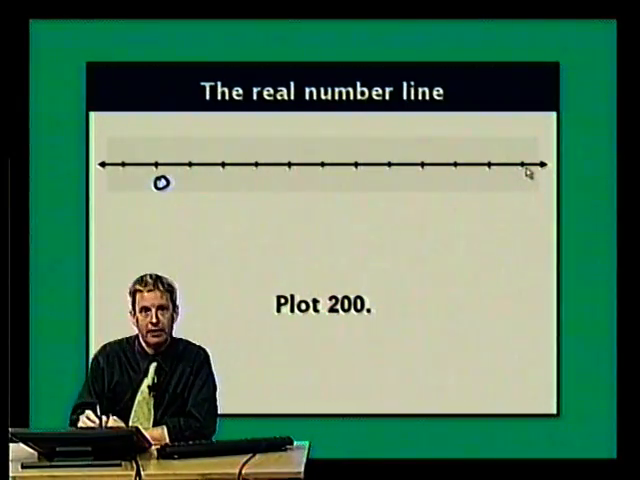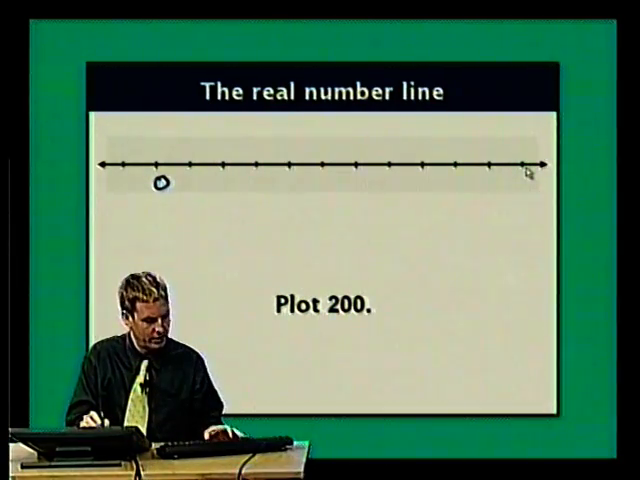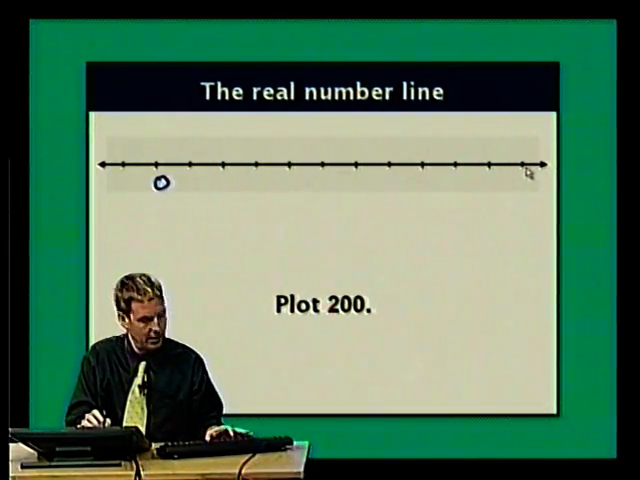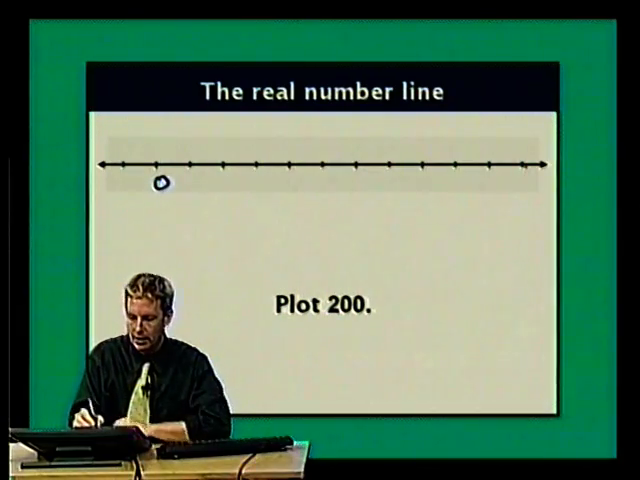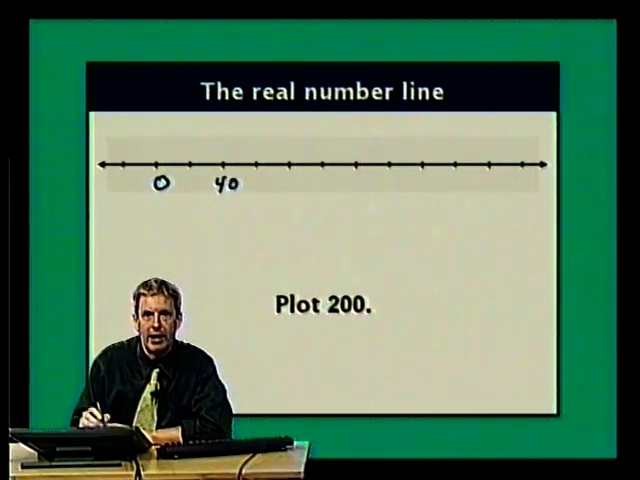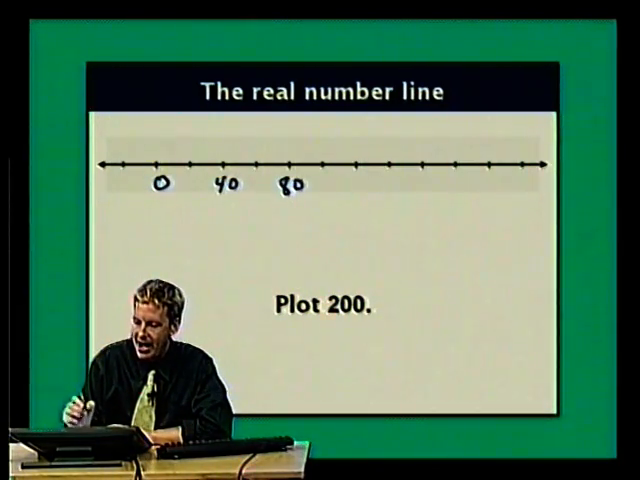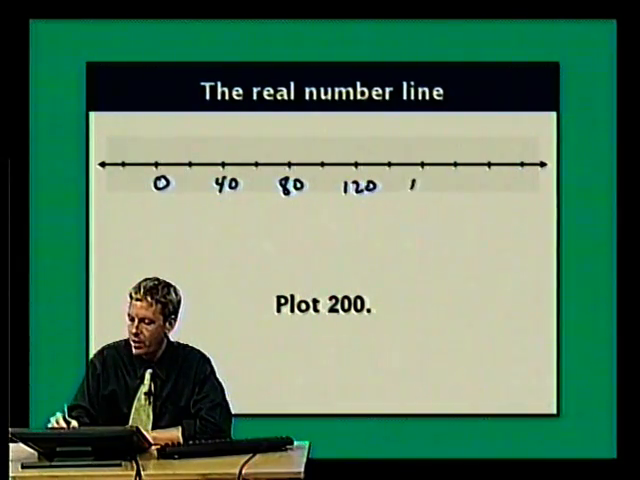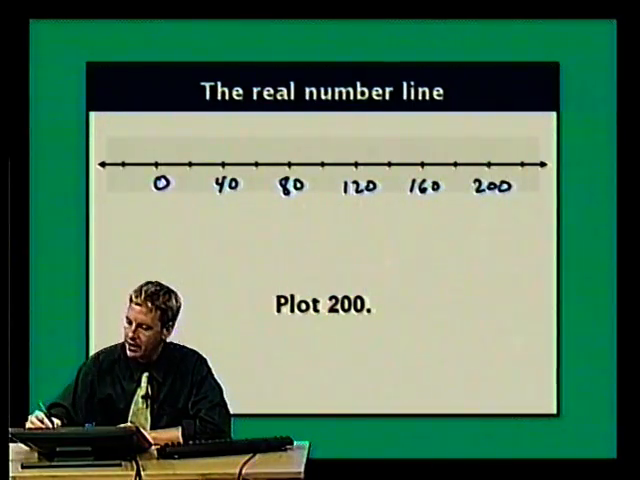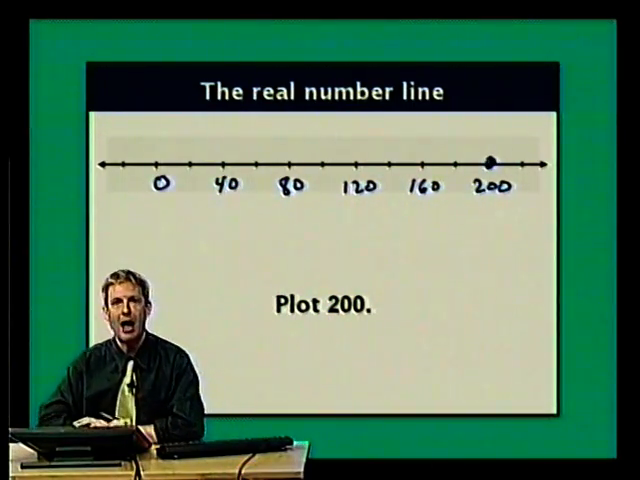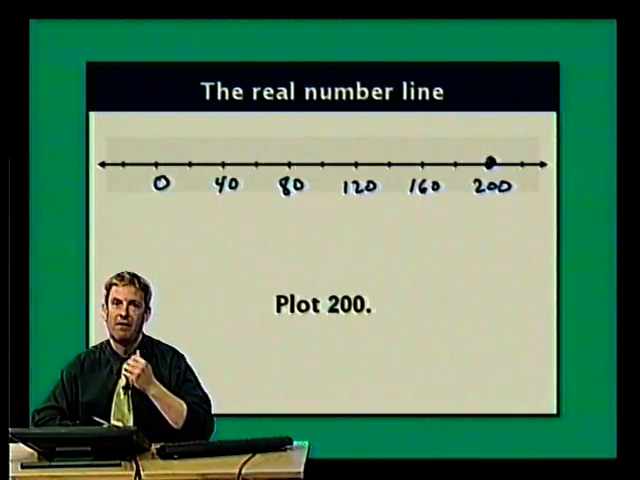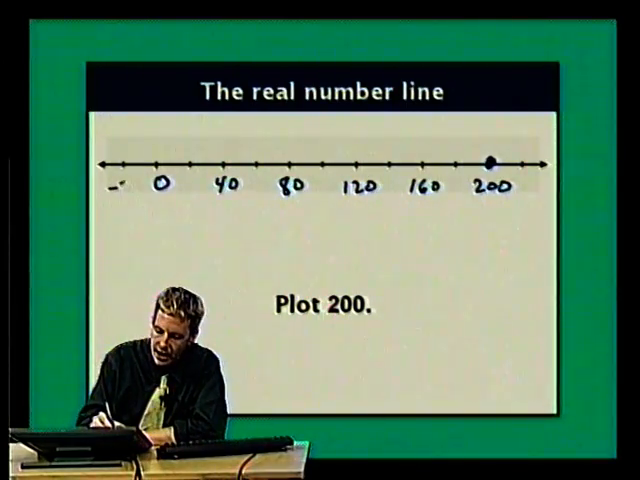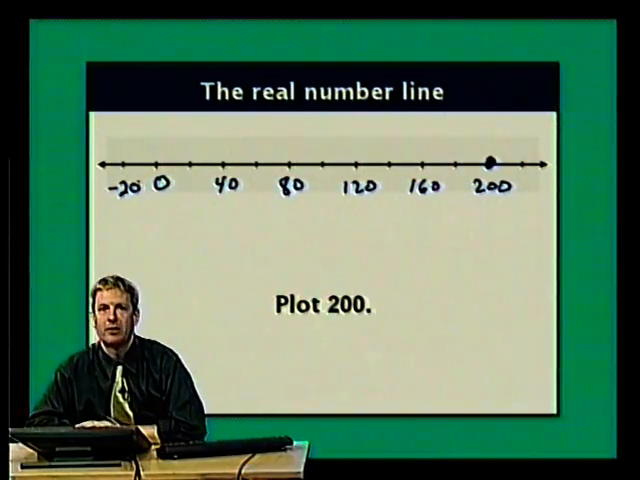So let's see. The first tick mark to the right of 0 is going to be 20. The second tick mark is going to be 40, then 60, then 80, then 100, then 120, 140, 160, 180, 200. That's the point I want to plot. And just to remind myself that there are negative numbers, I am going to indicate that the first tick mark to the left of 0 is negative 20.